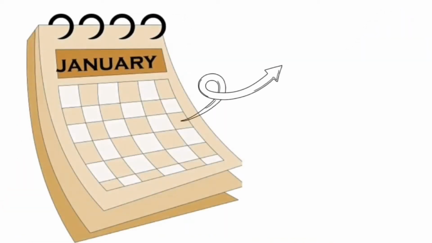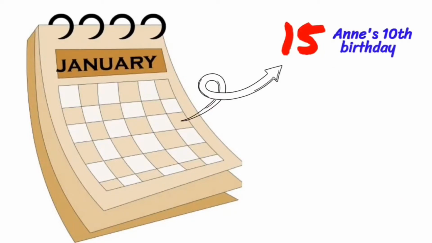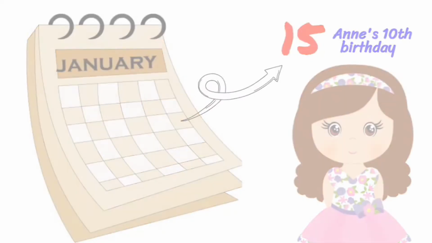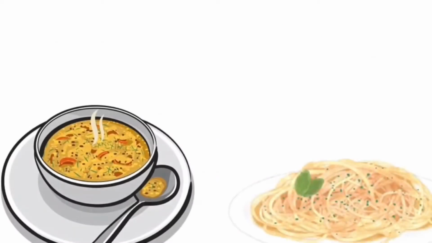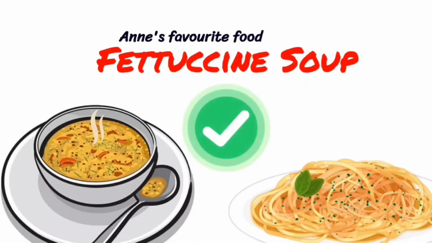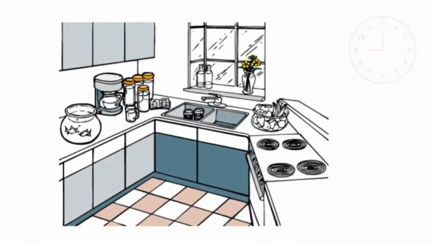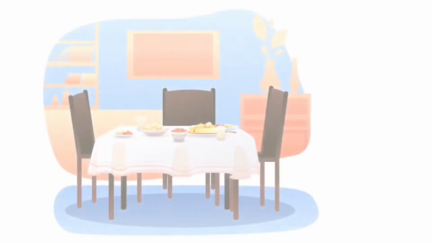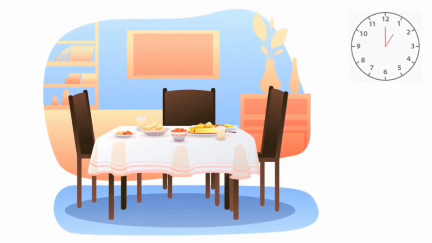After finishing cleaning the backyard, Sarah remembered her daughter's birthday. On 5th January, which is Anne's birthday, Sarah wants to celebrate her daughter's birthday. So, she decided to make her daughter's favorite food, which is pasta soup. In the morning, she is busy preparing the ingredients.